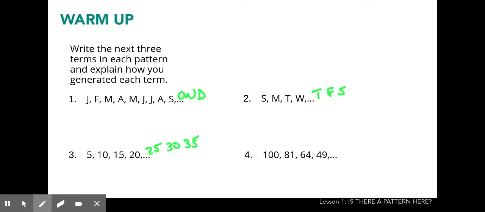And in the next one, probably the hardest one, it's hard to figure out how you go from 100 to 81. That would be subtracting 19? But if you subtract 19 from 81, it doesn't get you 64. So it's something else. What this actually is, is all 4 of them are perfect squares. 100 is 10 squared, or 10 times 10. 81 is 9 squared. 64 is 8 squared. 49 is 7 squared. So the next 3 are going to be 6 squared, or 36, 5 squared, or 25, and 4 squared, which is 16.